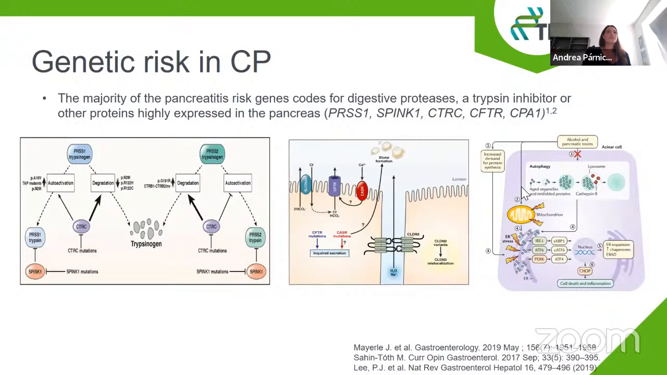But why these genes? The majority of pancreatitis risk genes code for digestive proteases, a trypsin inhibitor, or other proteins highly expressed in the pancreas. In the trypsin-dependent pathological pathway, variants in susceptibility genes PRSS1 encoding cationic trypsinogen, SPINK1 encoding serine protease inhibitor Kazal type 1, and CTRC encoding chymotrypsin C increase pancreatitis risk by promoting harmful trypsinogen activation and by impairing protective trypsinogen degradation and/or trypsin inhibition.